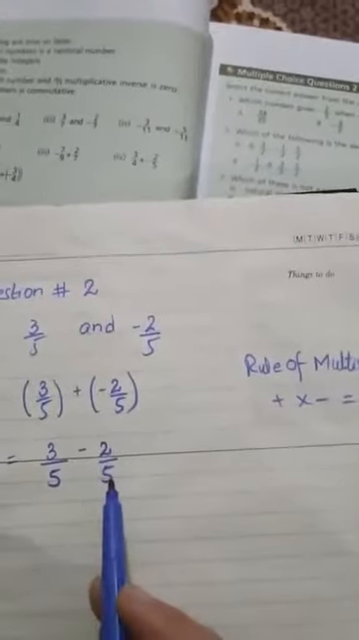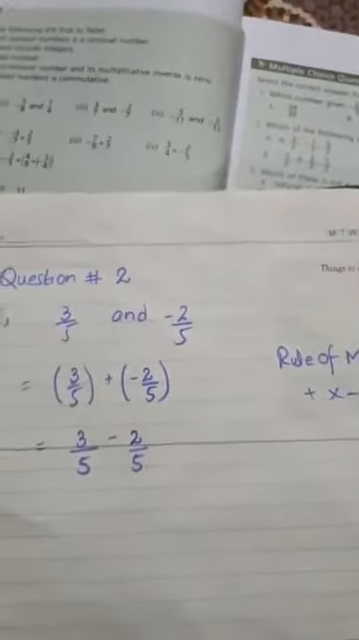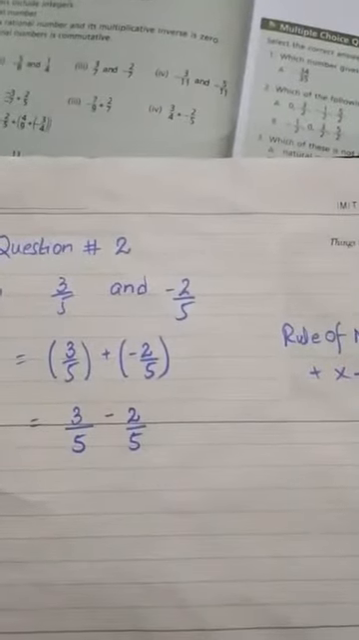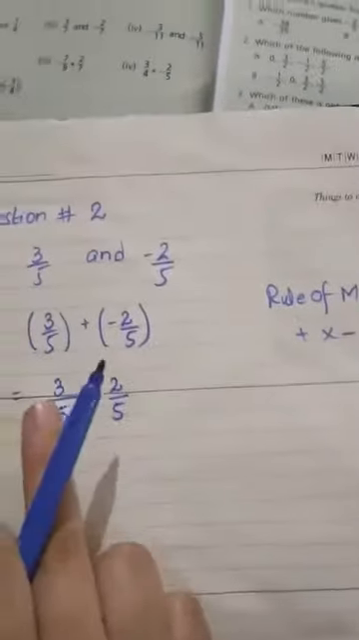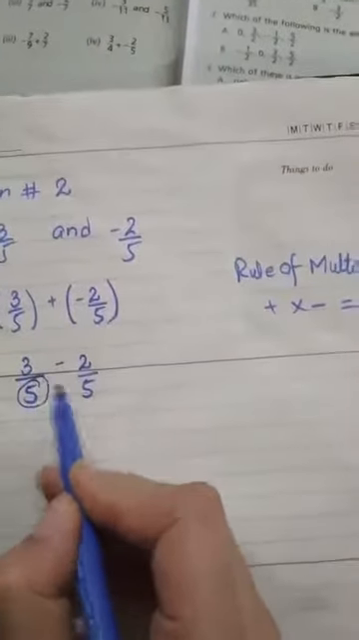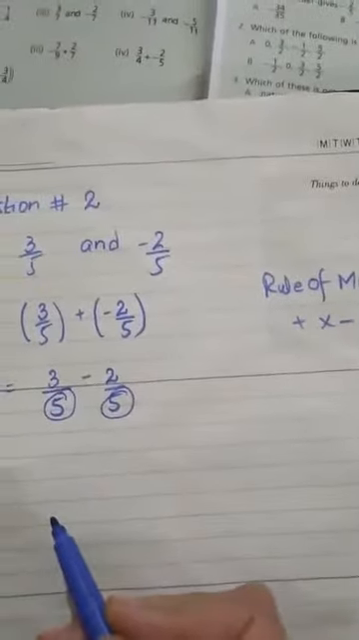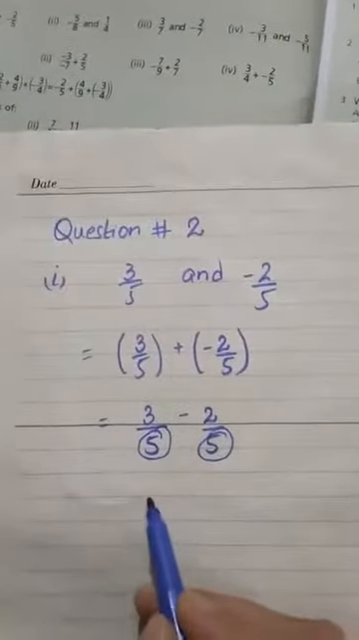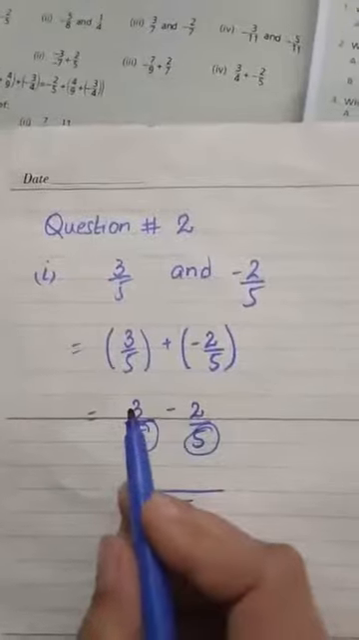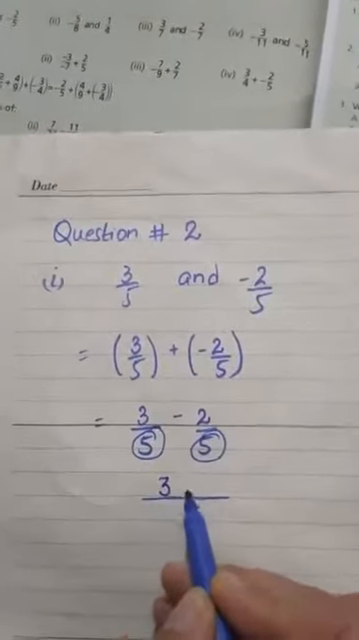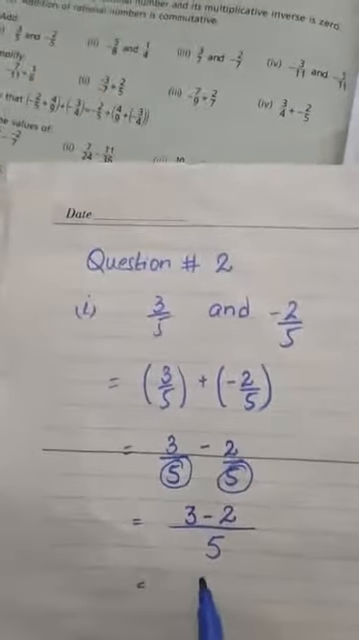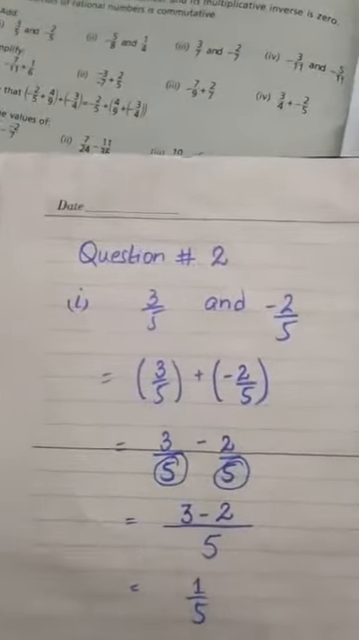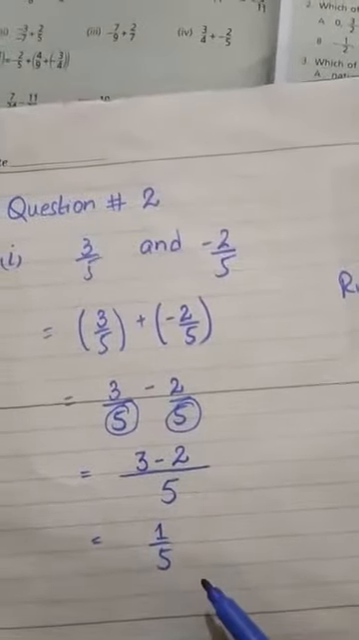Now you have to see the denominator. If the denominators are the same, there is no need to take LCM. If the denominators are not the same, you have to take the LCM. In this case, the denominators of the first and second fractions are the same, both are 5, so there is no need to make the denominators the same. So write the denominator once: 5. Numerators: 3 minus 2. 3 minus 2 is 1. So 1 by 5. Further, 1 and 5 will not come on the same table, so it is the simplified form of the rational number.